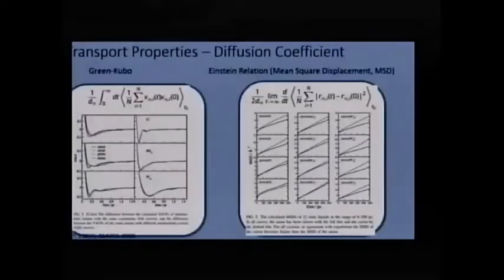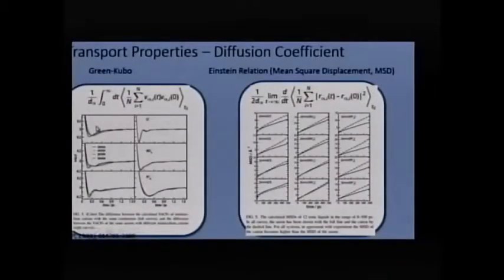So here we have the diffusion coefficient. This is the Green-Kubo equation and the Einstein relation. In the Green-Kubo equation, we use the velocities of the atoms, so we use the velocity autocorrelation function. That is this graphic, and we see the decay to zero. On the right, we see the Einstein method, the mean square displacement, the MSD, of the diffusivity.